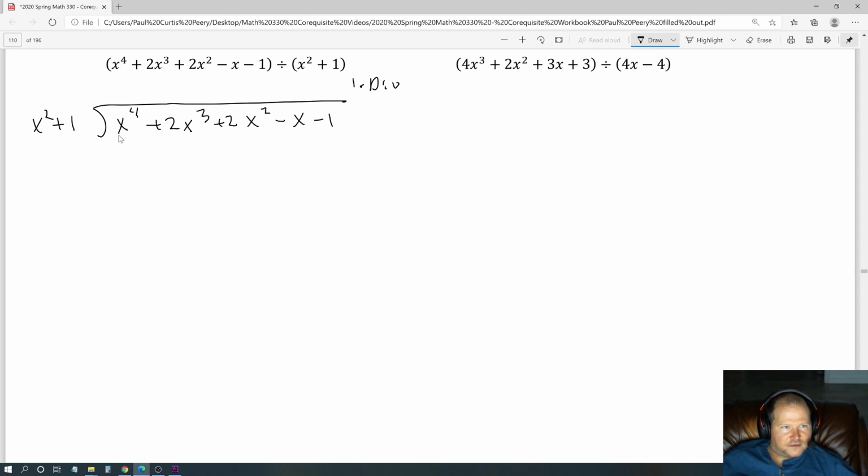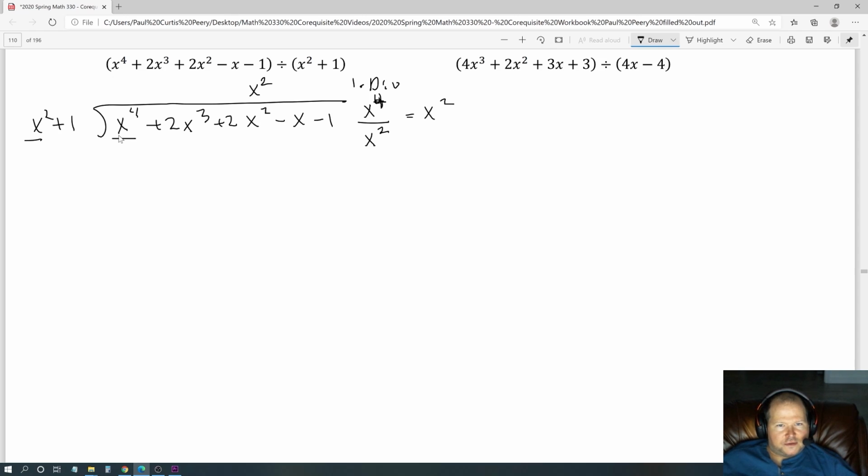We are going to divide the first one here, the x to the fourth, by an x squared, which is the first term here. So first term by first term, and that'll give me x squared. And we put that x squared on the top, lined up with the other ones.